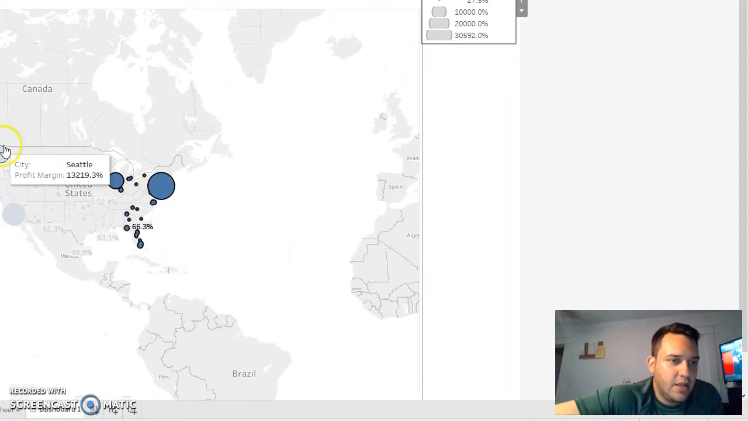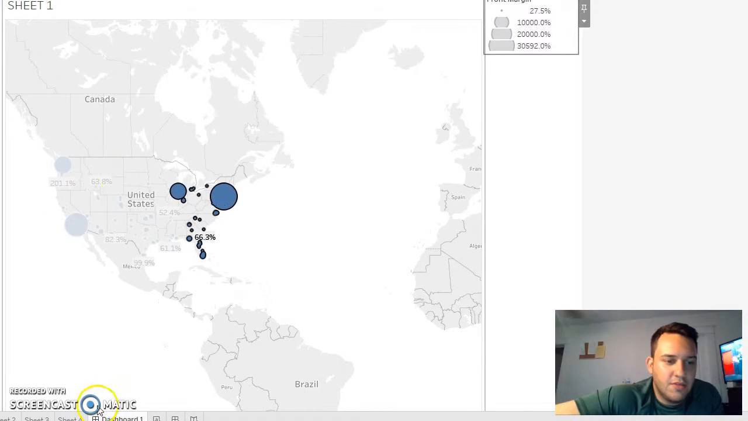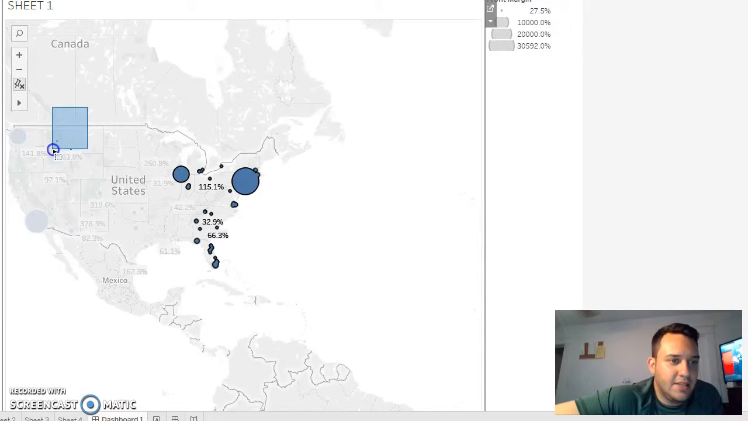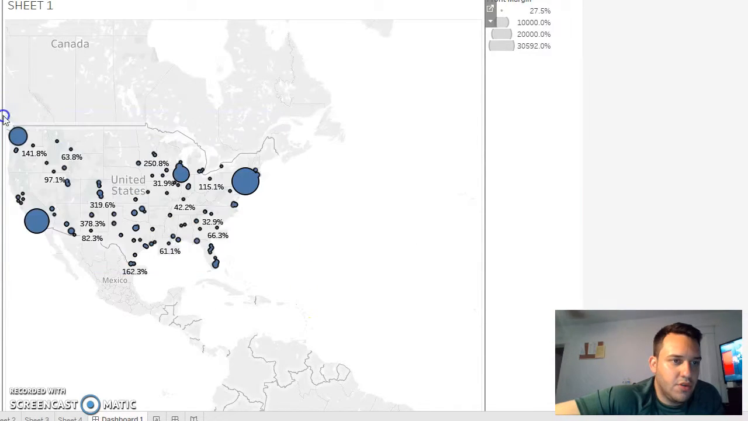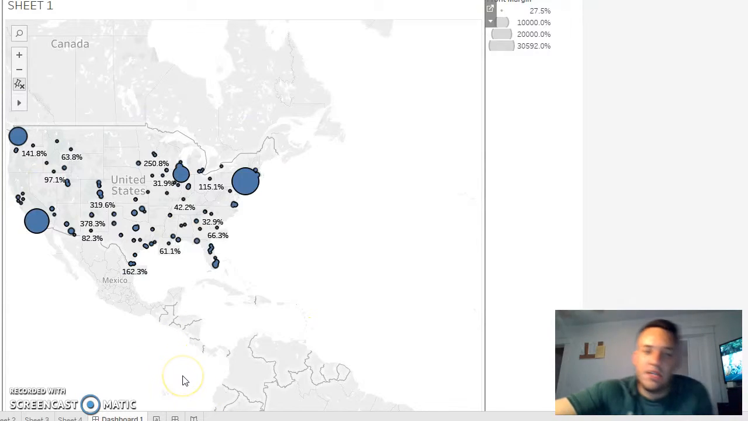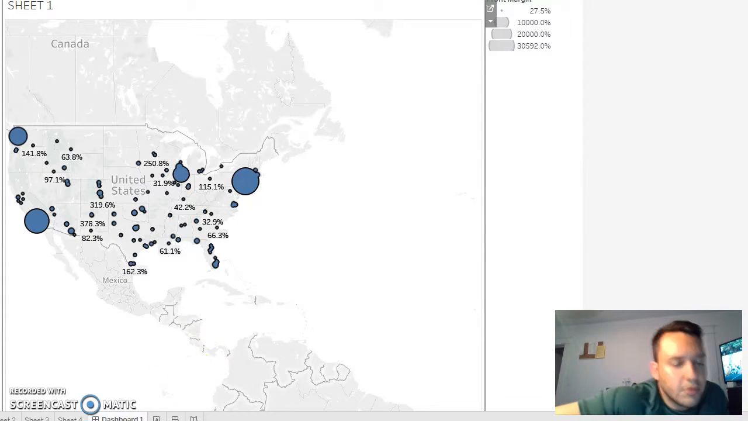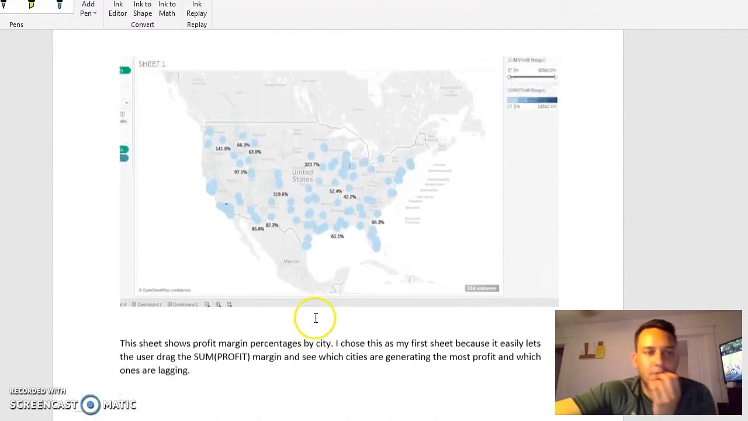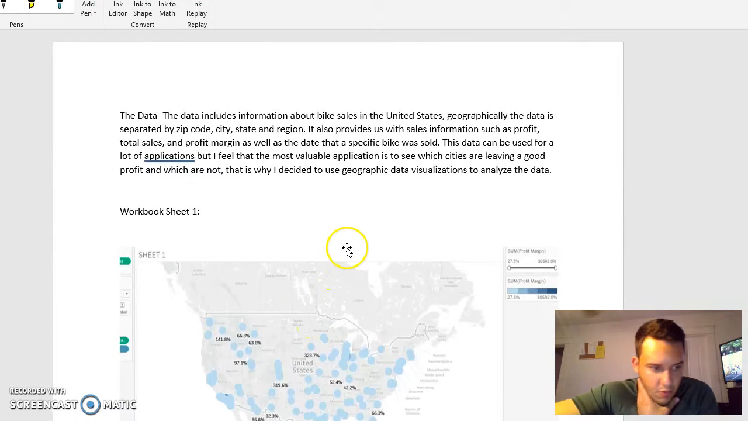And for my dashboard, I again use that first picture because even though it's not as detailed, it does show you a big representation of what my other sheets show. So I really like that one. Now let's go to my Word document.